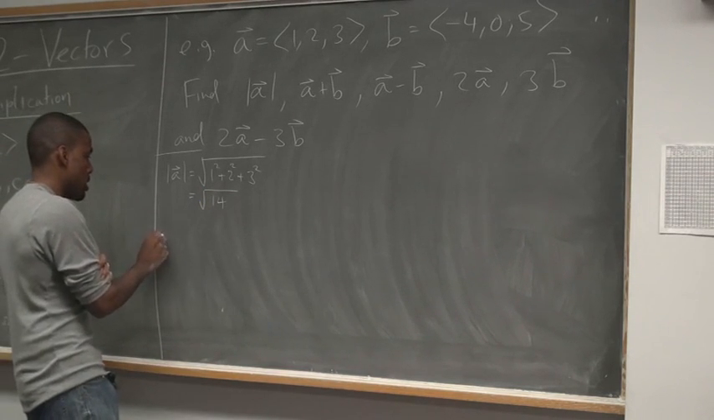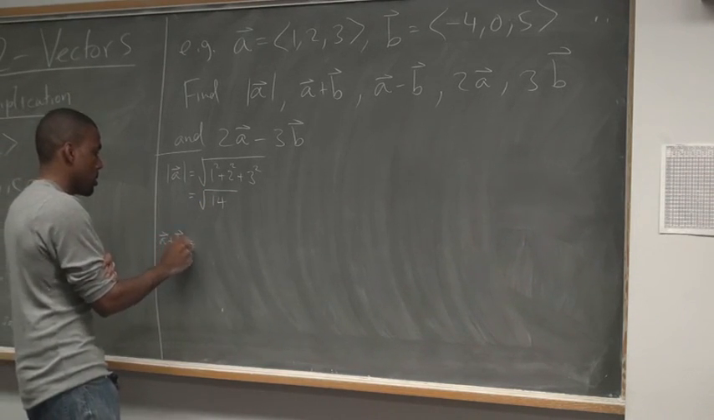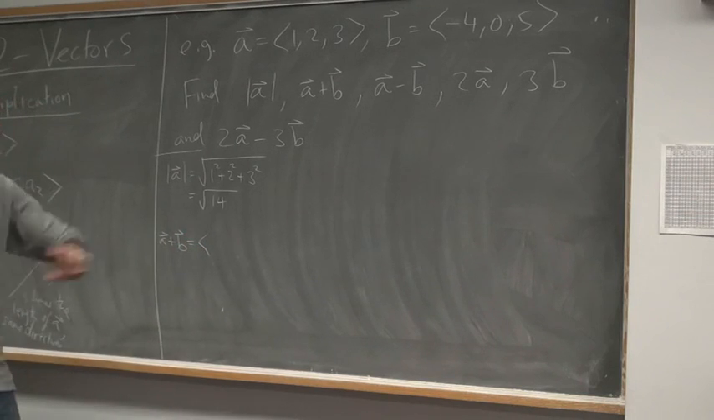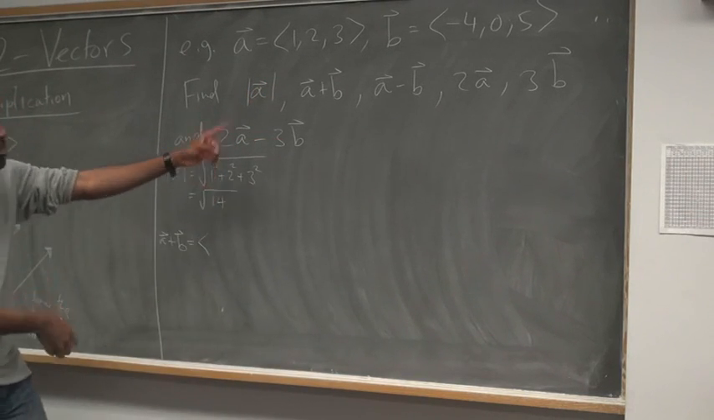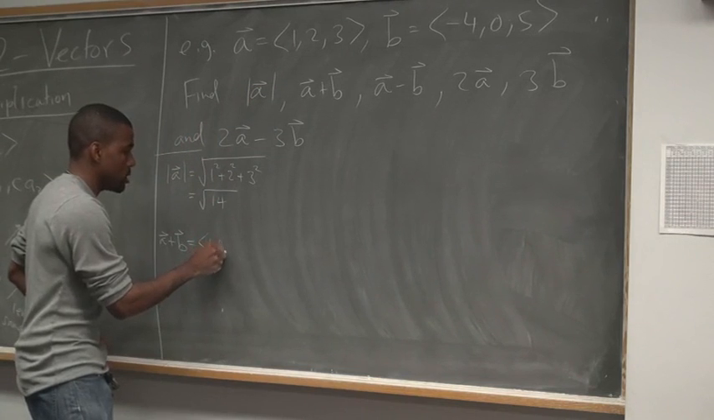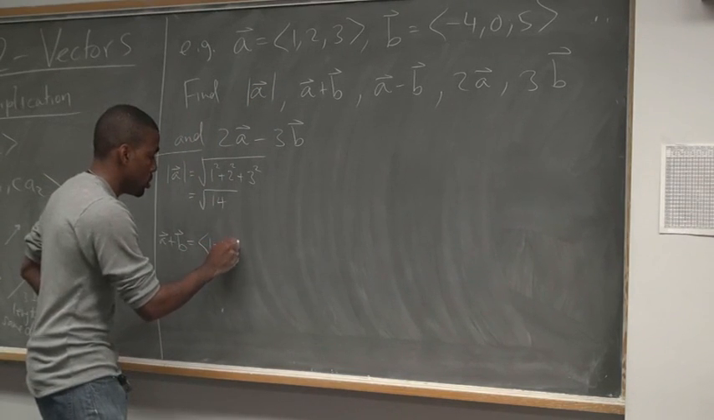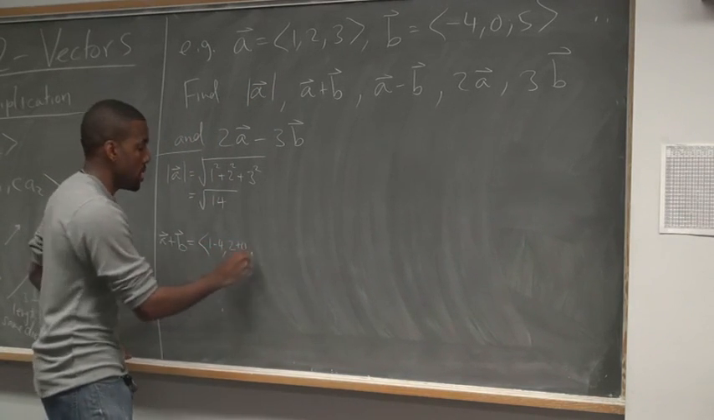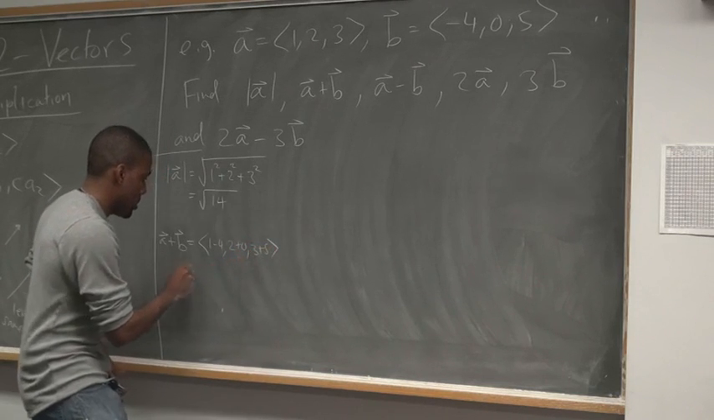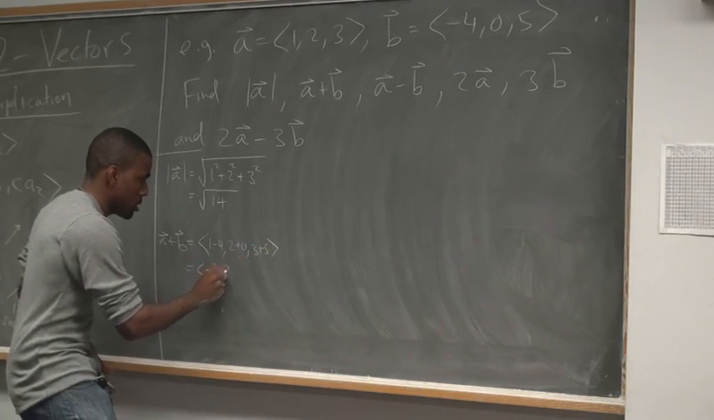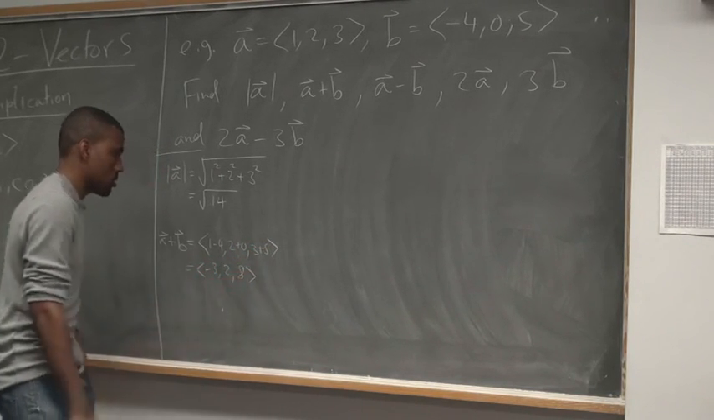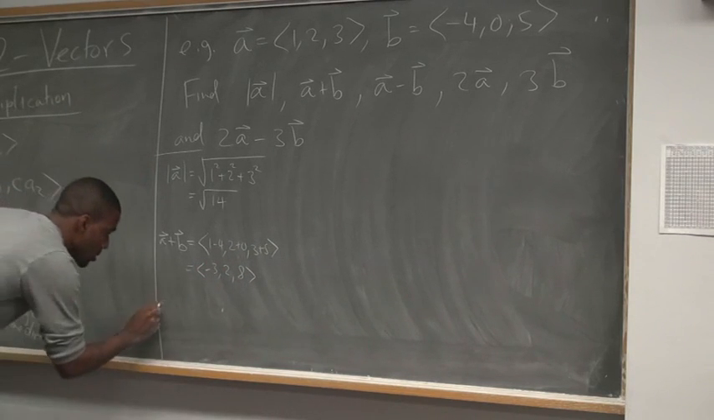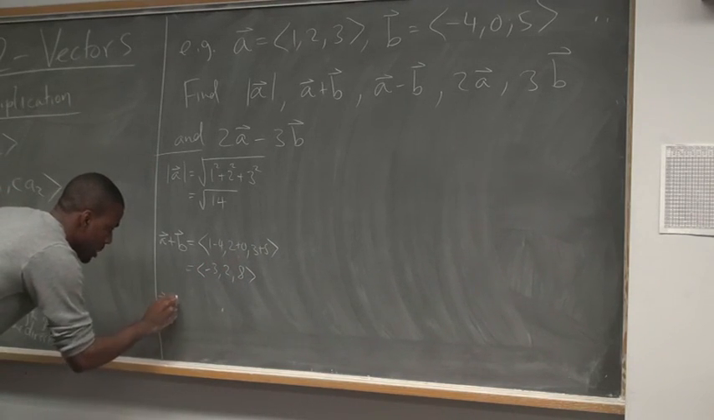If I take A plus B, that's just the vector. I'm just going to add the corresponding components. So take 1, add it to minus 4, 2, add it to 0, 3, add it to 5. This is the vector minus 3, 2, 8.